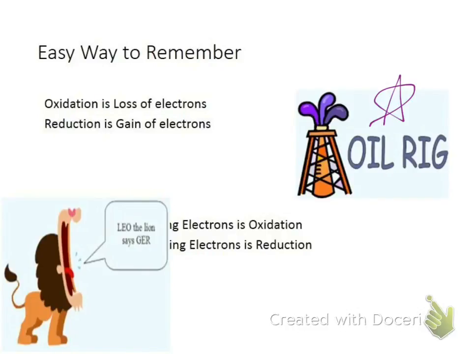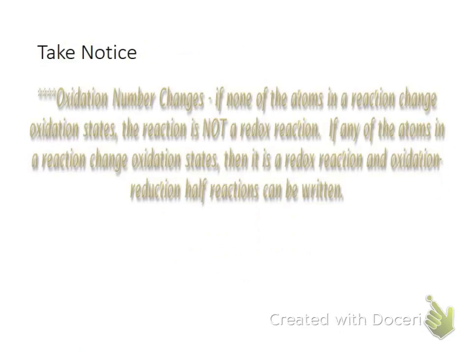The other one, which other people use, I just don't use that one as much, is LEO the lion says GER. Excuse me, this is supposed to say losing. I covered it up accidentally. Losing electrons is oxidation. Gaining electrons is reduction. I learned it as OIL RIG, so that's what I'll use, but you can use the lion one if you like lions. So that's to help you remember which is which. If you get confused, remember OIL RIG. Oxidation is loss of electrons. Reduction is gain. A couple more definitions, and that is going to be it.